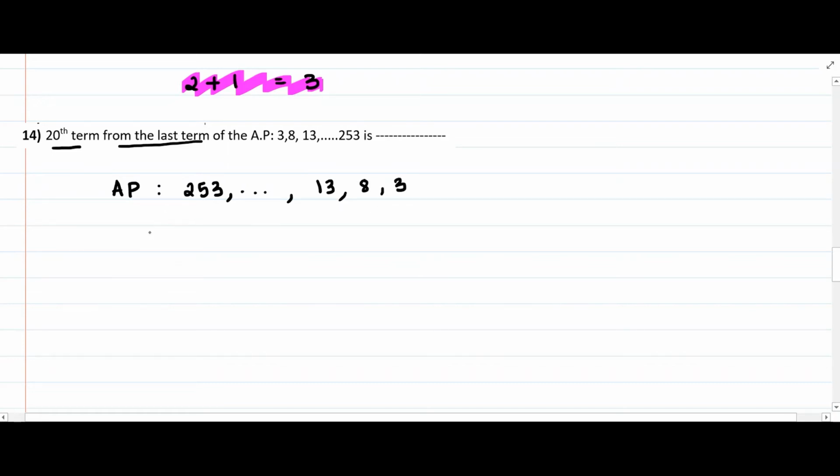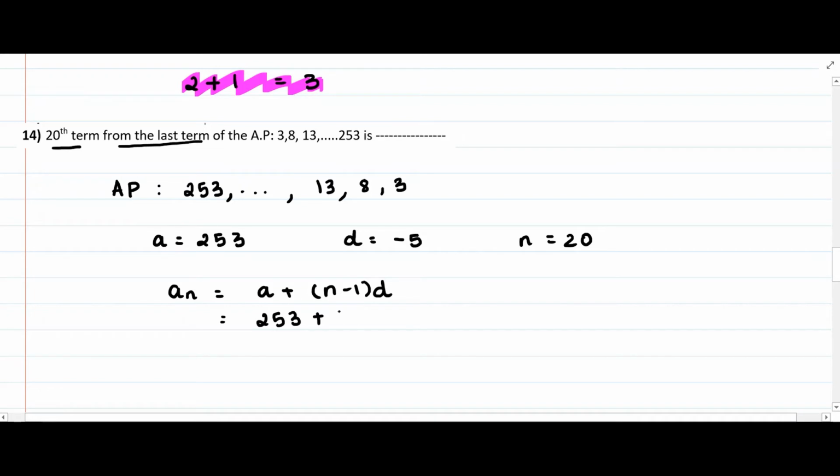Now the small a will be equal to 253 and d will be equal to 3 minus 8, which is minus 5. And n is 20 for us here. So what is the formula? a_n equal to a plus (n minus 1) into d. So we substitute the values we have with us, which is 253 plus (20 minus 1) into minus 5.